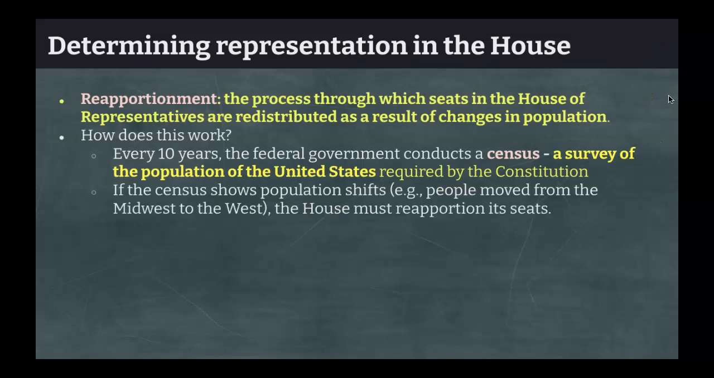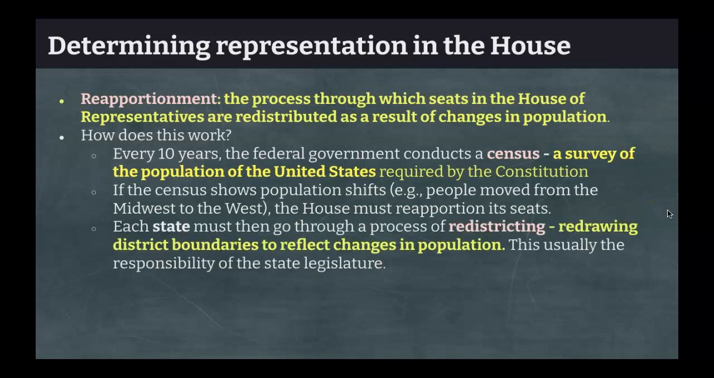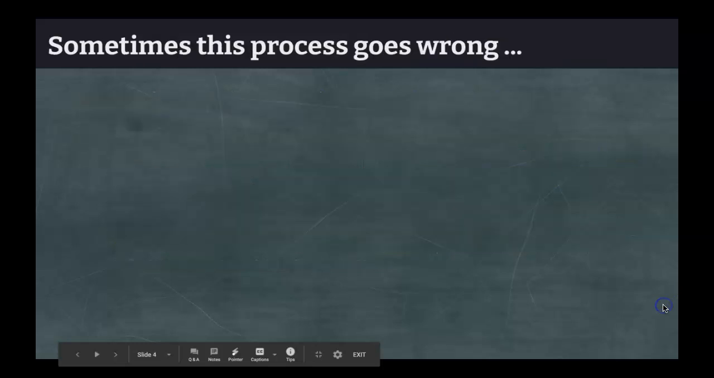If the census shows population shifts, e.g. people moved from the Midwest to the West, the House must reapportion its seats. Again, look at your definition of reapportionment, the process through which seats in the House of Representatives are redistributed as a result of changes in population. So each state must then go through a process of redistricting, put that in your notes, redrawing district boundaries to reflect changes in population. This usually is the responsibility of state legislatures, such as the California State Legislature.